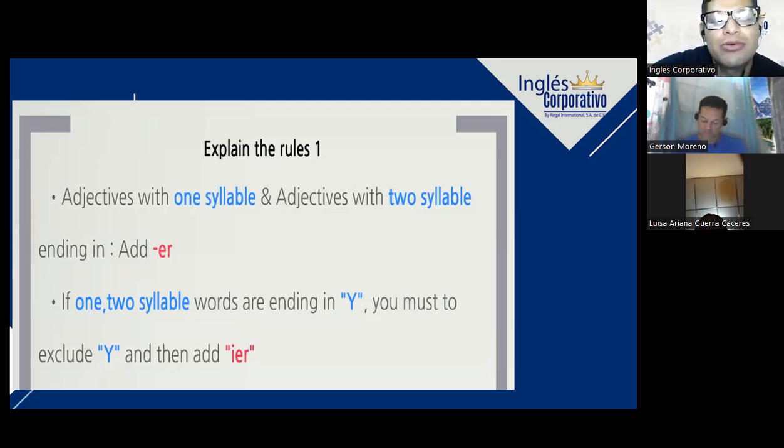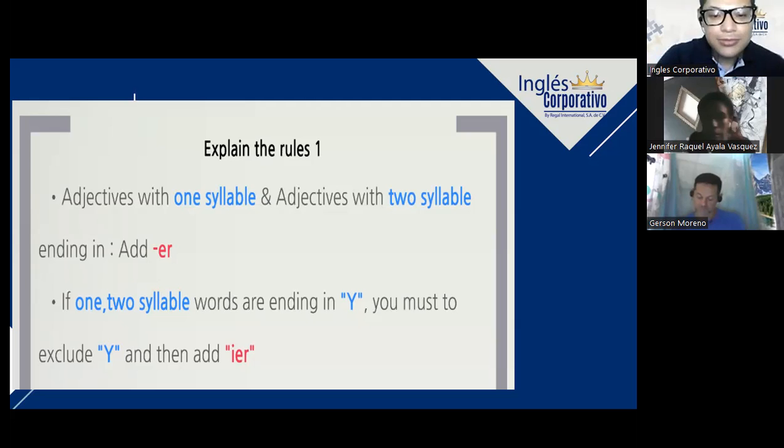Ahora bien, nos leían la siguiente regla. If one or two syllable words are ending in y, you must exclude y and add ier. Aquí la regla nos cambia un poquito porque nos dice que si el adjetivo, ya sea que tenga una sílaba o dos sílabas, termina en una y, ¿qué va a pasar con la y? Se va a eliminar y se va a poner ier. Si vamos a utilizar el adjetivo crazy, ¿cómo sería el comparativo para decir más loco? Crazier. That's right. We have crazy and also we have crazier.